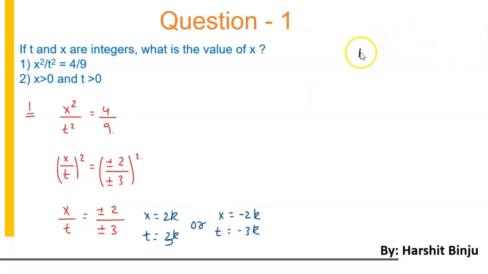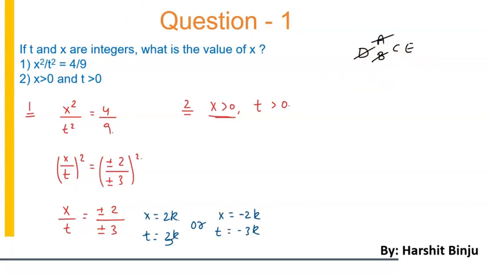We know the chronological order is D, A, B, C, E. So A goes out, which means D also goes out. Now coming to statement number 2, it says that x is greater than 0 and t is greater than 0. The question is, t and x are integers, what is the value of x? If x is an integer greater than 0, it can again have infinite possible values. It can be 1, 2, 3, 4, 5, 6 and so on, right? So statement B alone also will not give us a conclusive answer, so B also goes out.